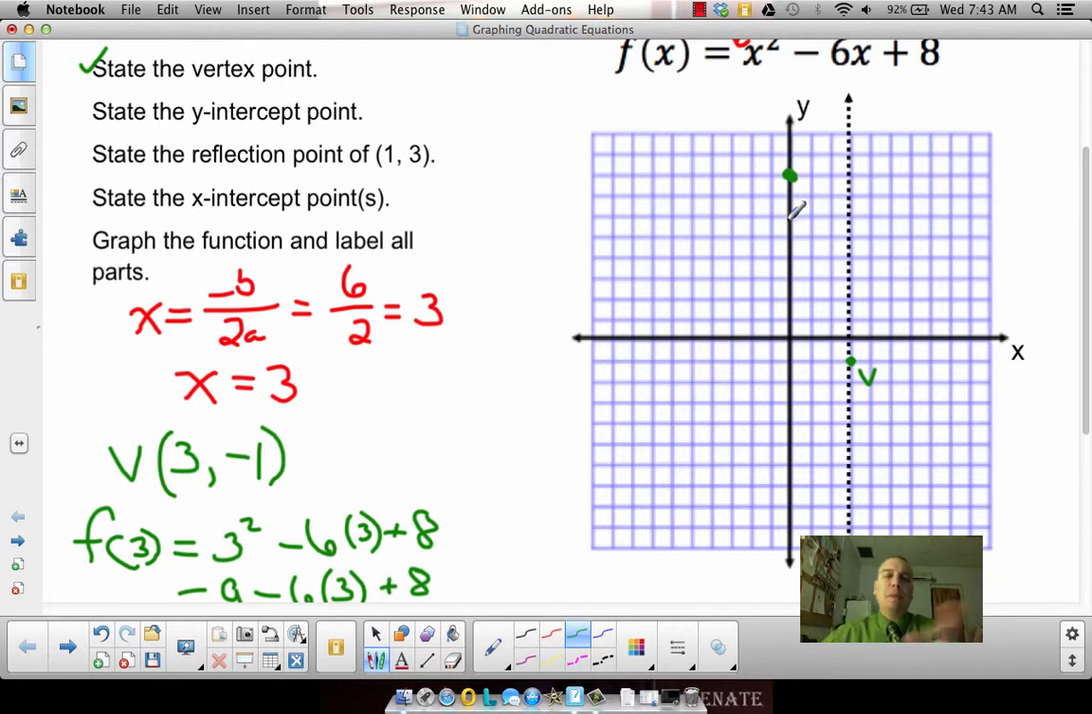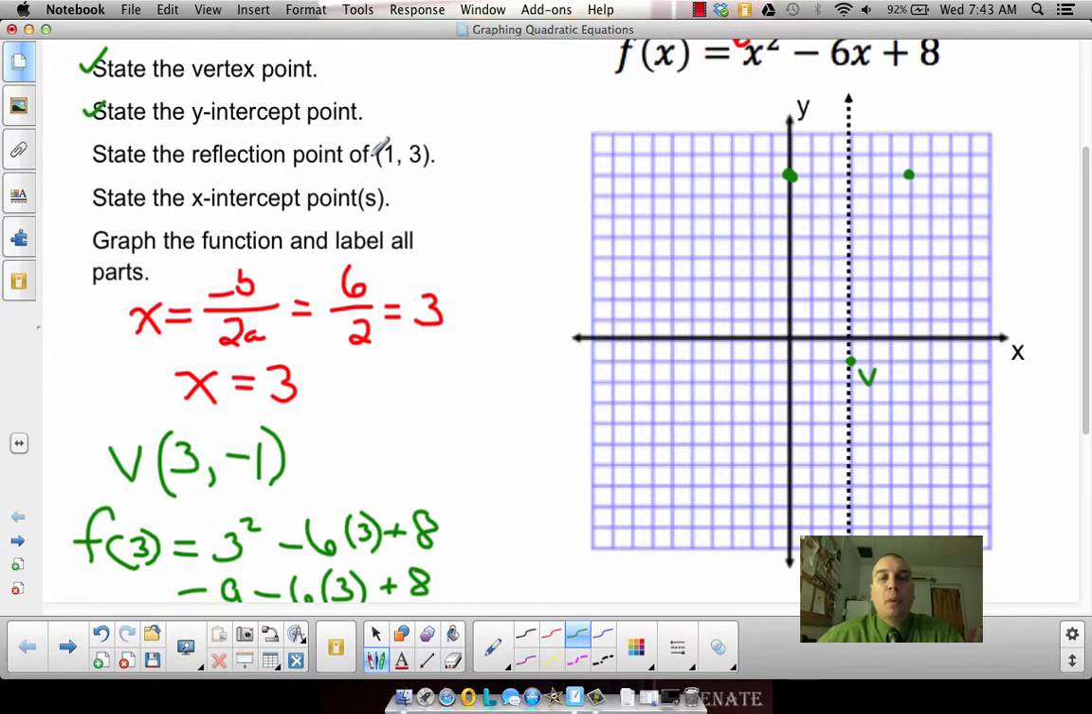Now, remember that this is a mirror image. So I notice that I'm 1, 2, 3 away here. I might as well go ahead and get 1, 2, 3 away on the other side. I know that's a point because here's my axis of symmetry. The distance from here to here is the same as the distance from here to that side. All right, so now we've got that.